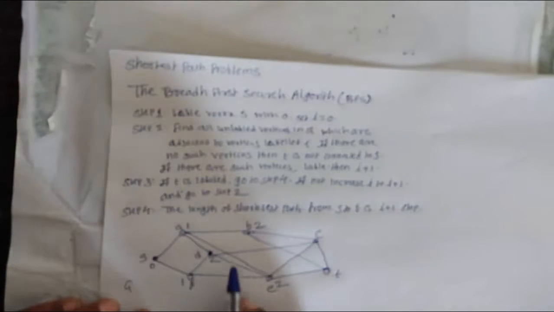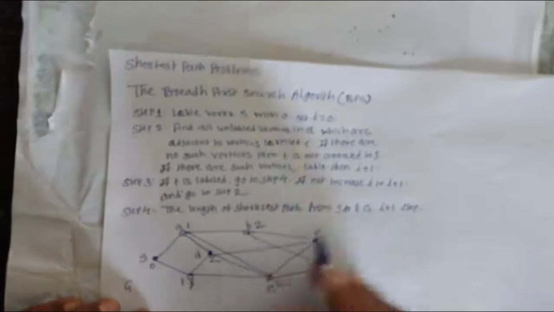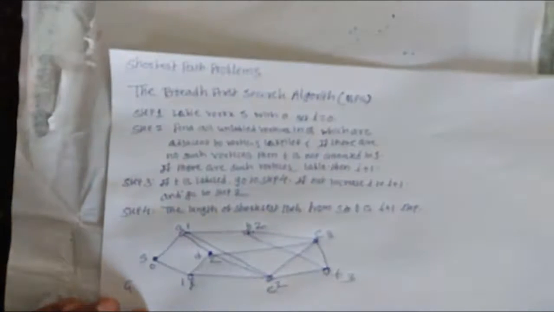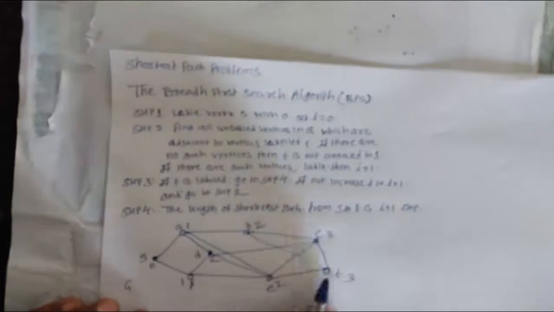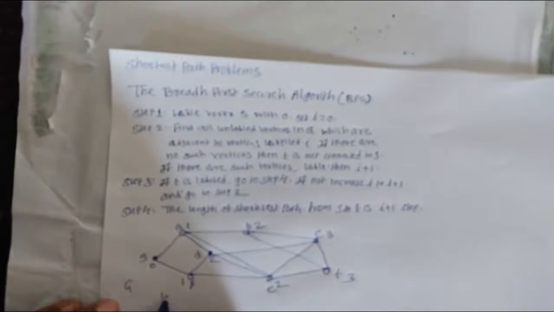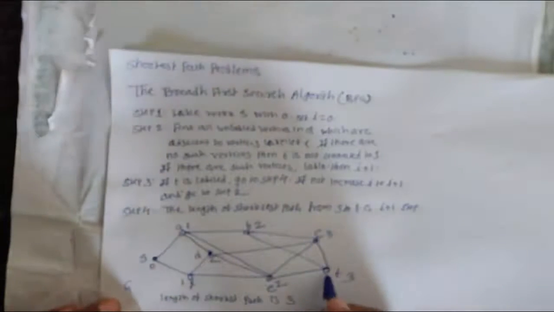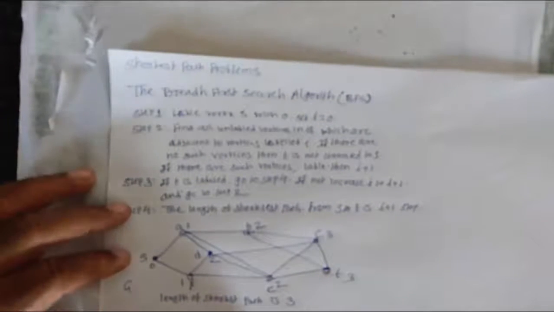Then C is adjacent to D and B, so it is labeled 3, and T is adjacent, so T is also labeled 3. So the length of the shortest path is 3. T has a label 3, so the length of the shortest path is 3.